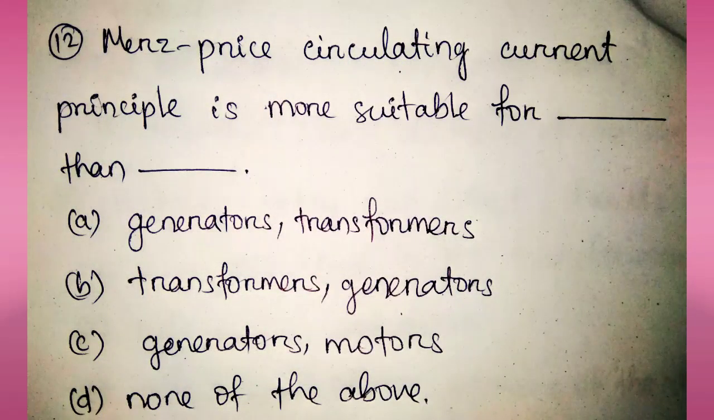Question number 12. Merz-Price circulating current principle is more suitable for dash than dash. Option A generators than transformers. Option B transformers than generators. Option C generators than motors. Option D none of the above. The Merz-Price circulating current principle is more suitable for generators than transformers. Here the correct answer is option A, generators than transformers.